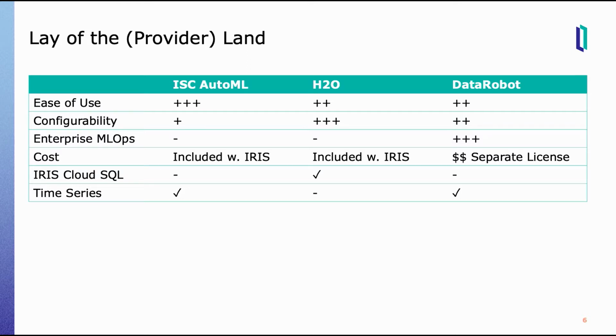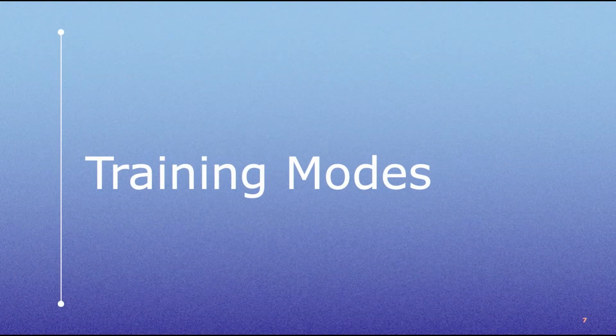So we're also rolling out Cloud SQL with IntegratedML. As a cloud service, we've started out with just the H2O provider, and there's no choice to change that. That will change in the future. And then time series modeling that we're talking about now initially is going to be rolled out for just the InterSystems AutoML provider and our DataRobot provider. And we'll add H2O in the end. So with that, that's just kind of an overview.